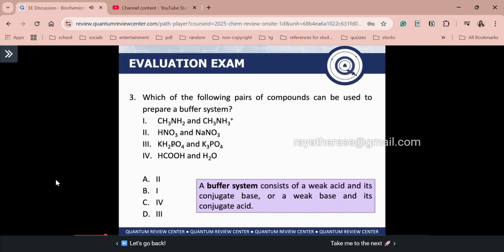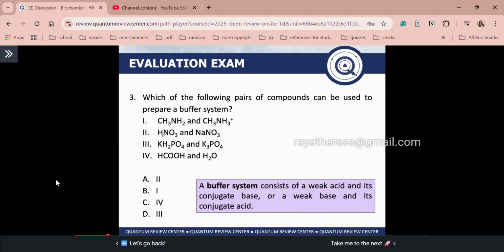Going back, from your Anakin, I do hope you have stocked-up knowledge. Again, a buffer system should consist of a weak acid and its conjugate base, or a weak base and its conjugate acid. Right? So they should be paired with its acid and conjugate base. And of course, emphasis on its weak acid or weak base. Let's check the options. Let's start with number 4.